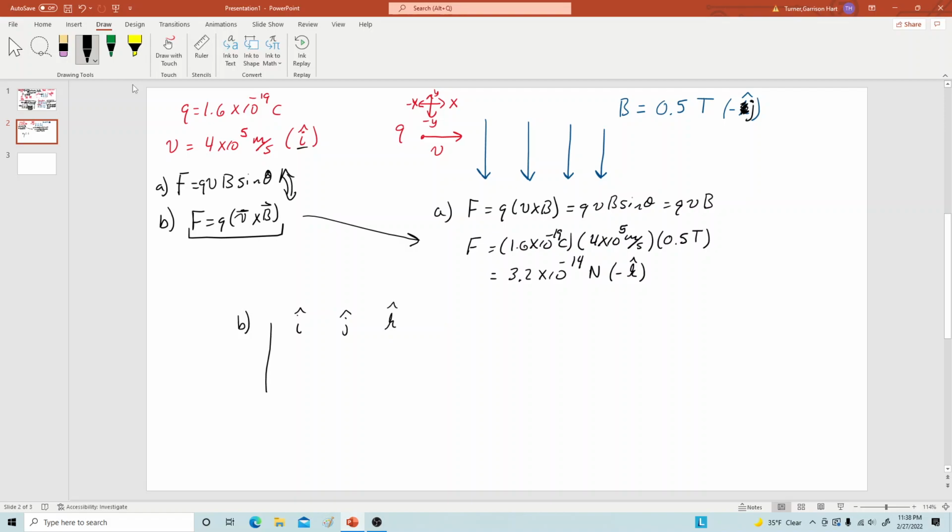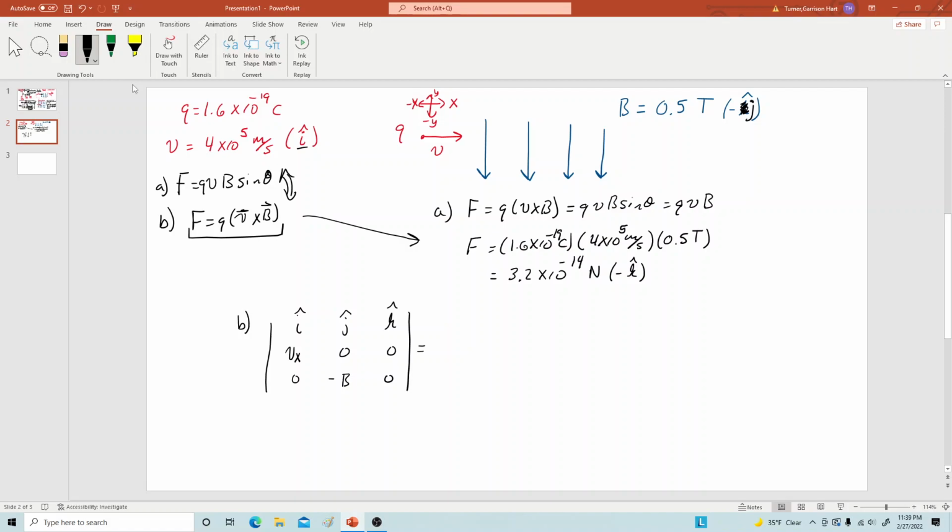Okay, so we do have a velocity in the I direction. Let's label this as Vx. And V doesn't have any components in either the J or K directions. And the magnetic field is in the negative J direction, so this is going to be negative B. And it doesn't have any components in the other directions.